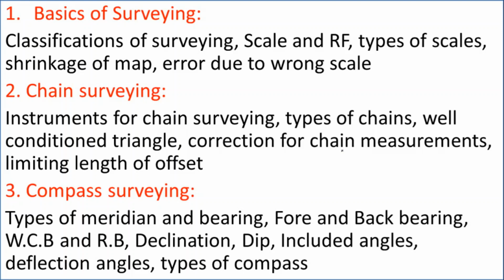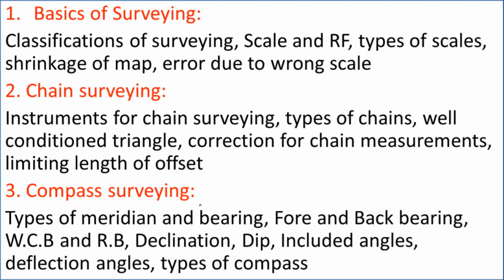Then we will see the corrections for chain measurements. That means there are 6 to 7 types of corrections, like correction for standardization, correction for temperature, correction for slope, correction for misalignment, correction for sag, correction for pull, and correction for mean sea level. Finally we will see the limiting length of the offset in chain surveying.